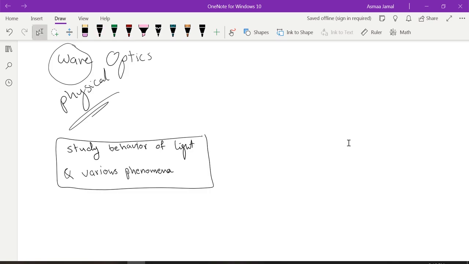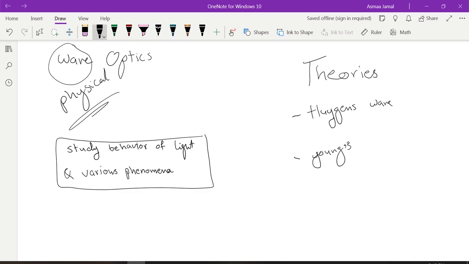And there are many theories in the wave optics. Most importantly, the Huygens wave theory, Young's experiment, wavefront and wave normal.